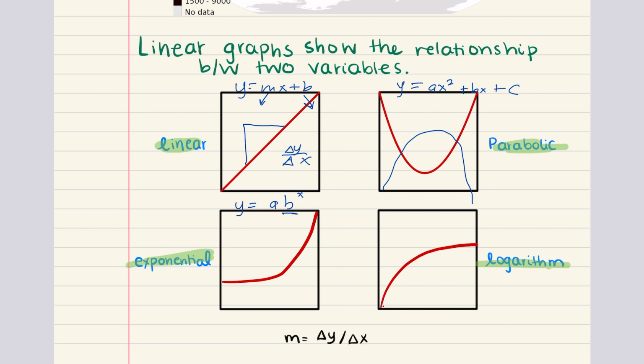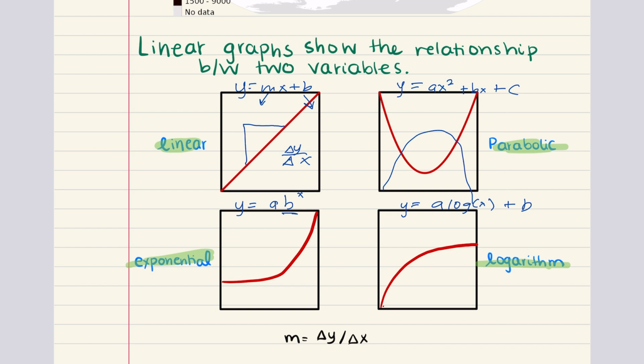These graphs represent relationships where the rate of change decreases over time, and they're described by equations like y equals a log x plus b. They're really useful for scaling data that spans several orders of magnitude because they compress large ranges of values and make it easier to analyze data that grows or shrinks rapidly.